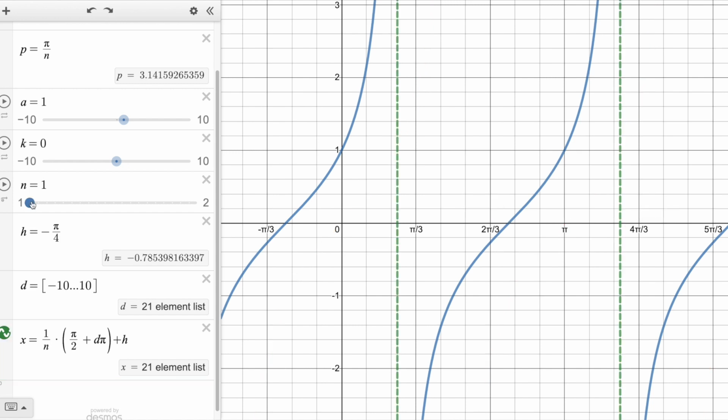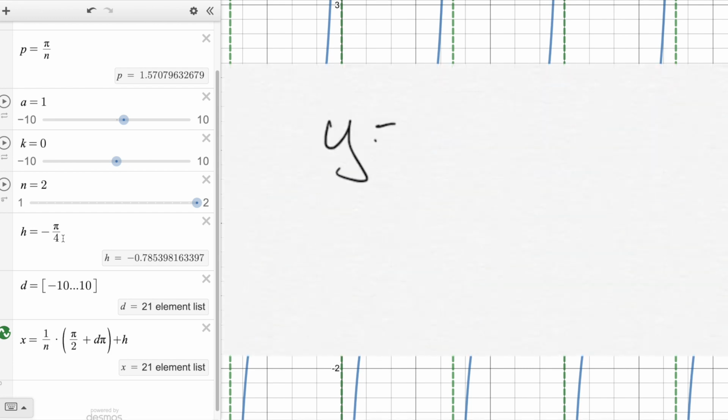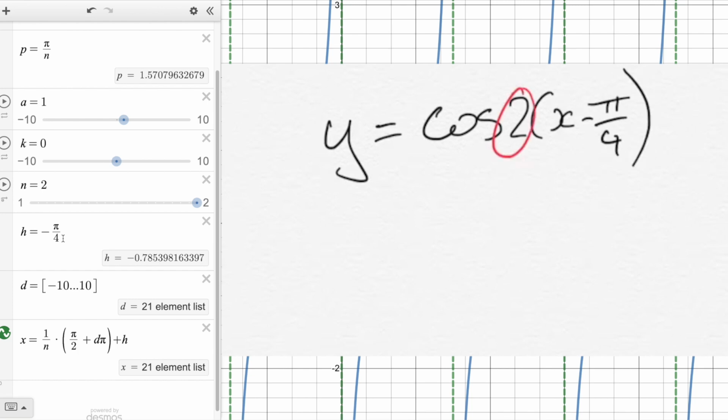Having an n value and an h value is particularly complicated, just like in the function study unit. If we've got an n value of 2 and an h value of negative pi on 4, we'll have to think carefully about how that affects it. For example, in the function y equals cos 2 lots of x minus pi on 4, it can be considered a dilation of factor a half and then a translation of pi on 4 to the right.